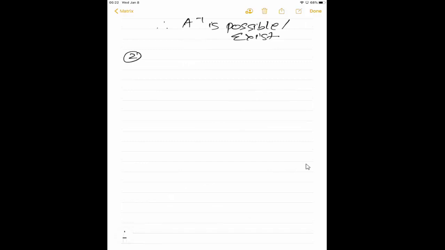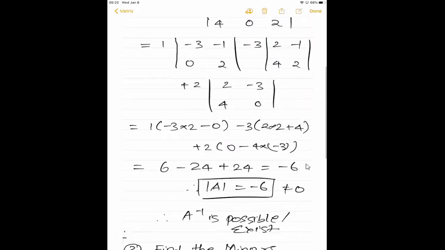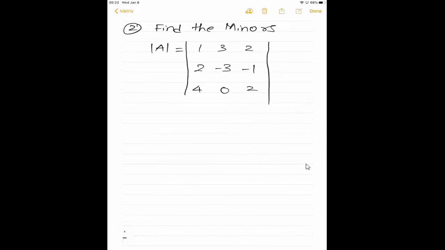Then comes the second step, find the minors. So let me write the matrix again. So this is the matrix. For each value we have to find the minor. Minor of first row, first column. Then we have to exclude its row and column values and write its remaining matrix. This is how we have to write for each element. It means minus 3, minus 1, 0, 2, which is equal to minus 6.